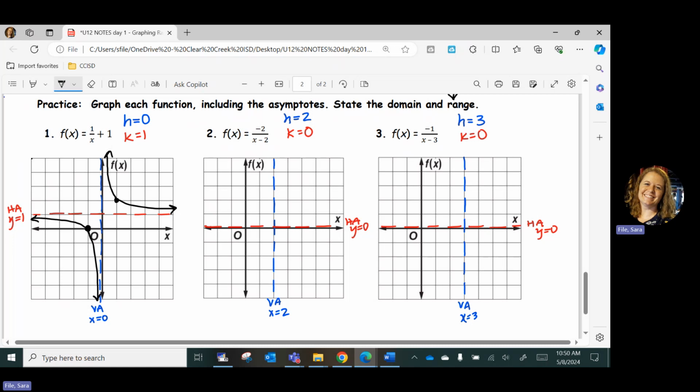Now, you should be able to answer these domain and range questions before even sketching those. As soon as you identify that, I'm going to finish this because I'm recording. So if we don't finish it before you go, that's okay. But you can identify domain and range without even drawing the curves. As soon as you know your asymptotes, you know your domain and range.